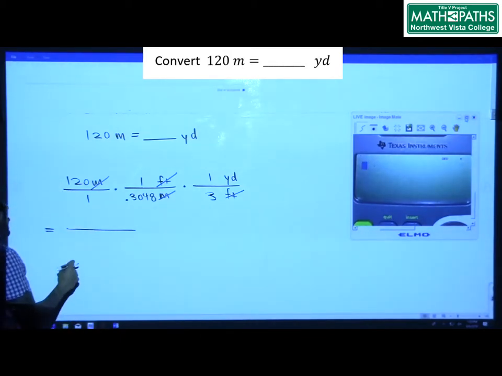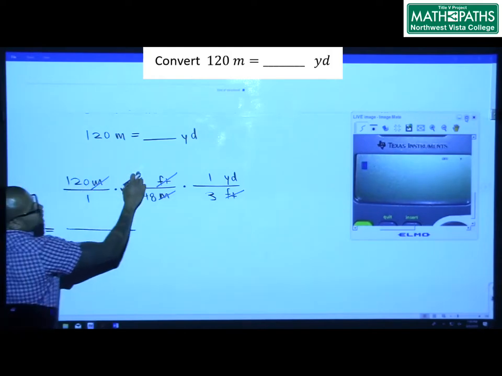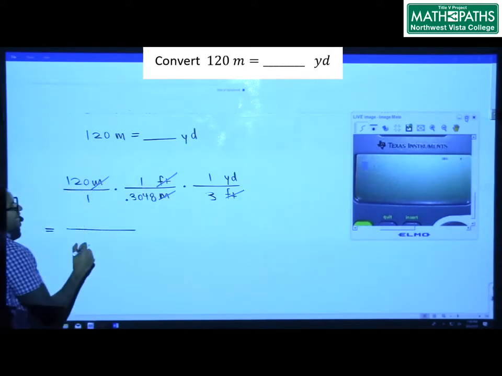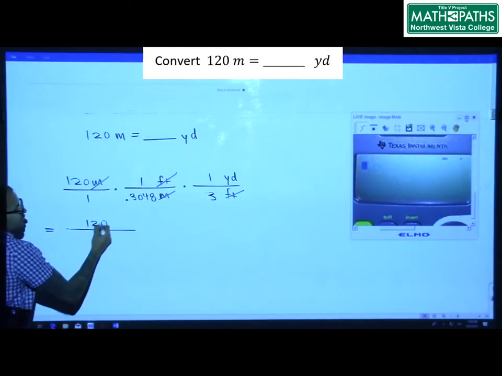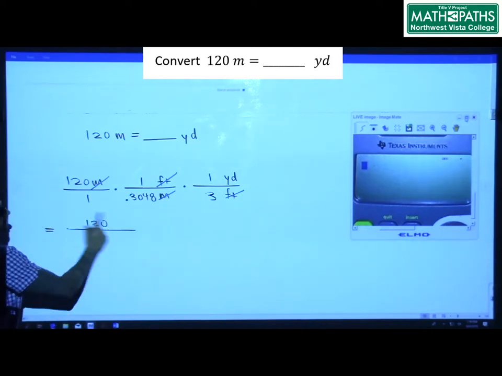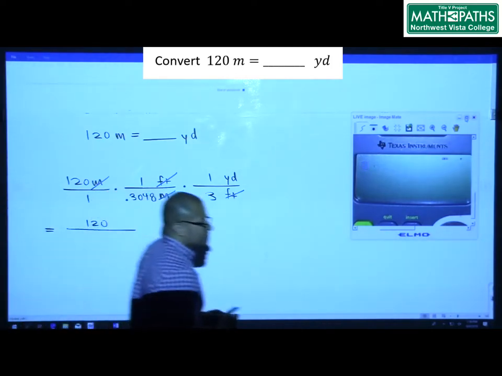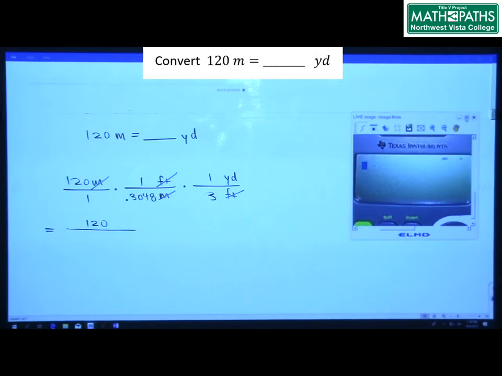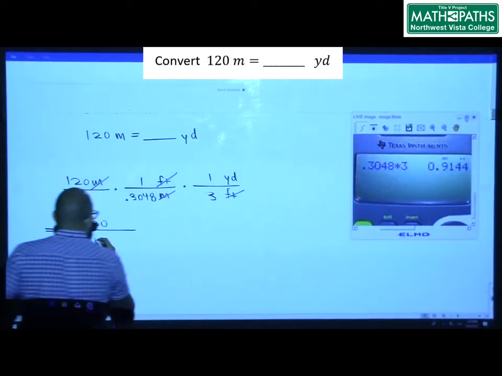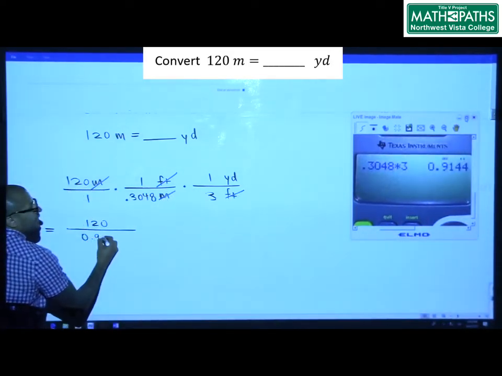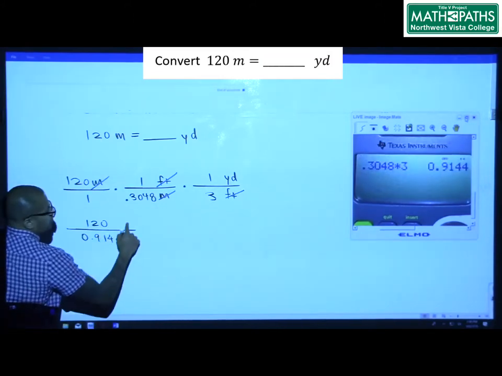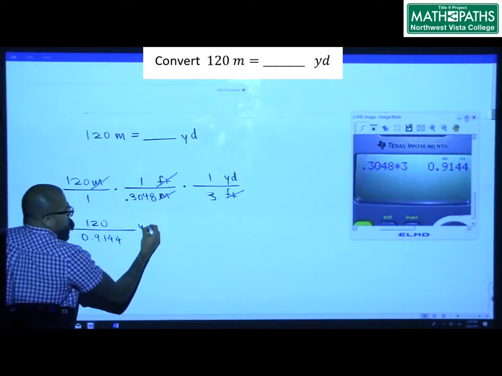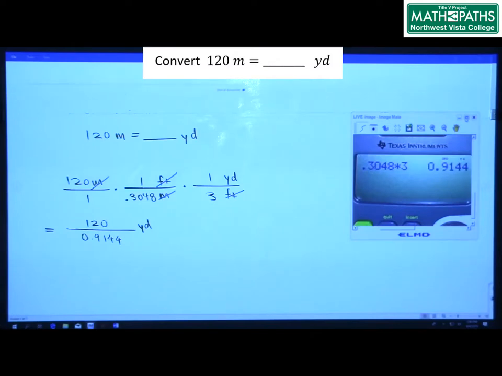So if I multiply straight across, 120 times 1 times 1, well, that I can do in my head. That's just 120. But I'll have to use the calculator to multiply what's in the denominator. So if you take 0.3048 times 3, that turns out to be this number, 0.9144. And remember, we're getting yards on top, which is what we want our answer to be in.